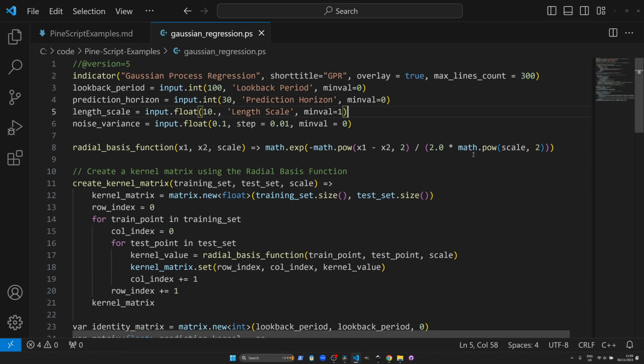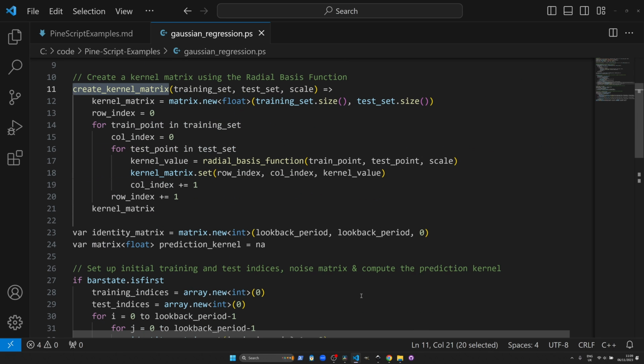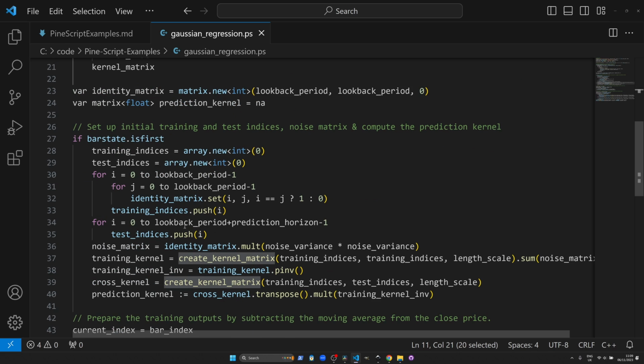First off, we have to initialize the GPR indicator with tunable settings for the look-back period, the prediction horizon, the length scale, and the noise variance, giving the user the flexibility to tailor the GPR to their specific data set. We then introduce the radial basis function, RBF kernel, to gauge the similarity across the data points. This brings us to the kernel matrix, a component that captures the covariance of the data points, reflecting their inner relationships. PineScript executes across each data point in time series data.